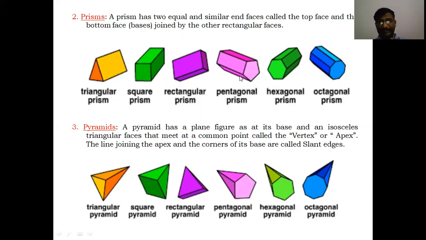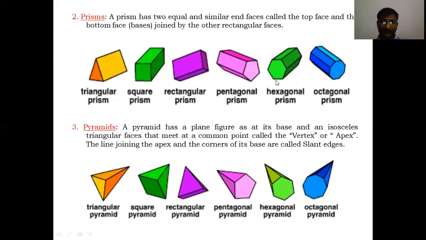Overall, a prism has two equal-size bases connected by straight edges, which form straight faces. In a pentagonal prism, two equal-size pentagons are on two sides, and their corners are joined with straight edges, which form rectangular faces. So a pentagonal prism has five base edges and five face edges. These are called the face edges. These are called the base edges.